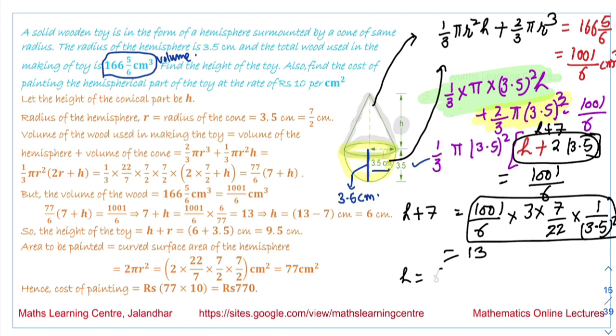So the value of h we will get is equal to 6 centimeter. So we get that the height of this cone is 6 centimeter. This is the height of this cone.